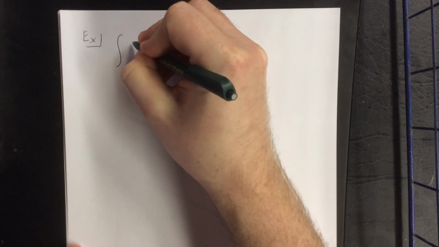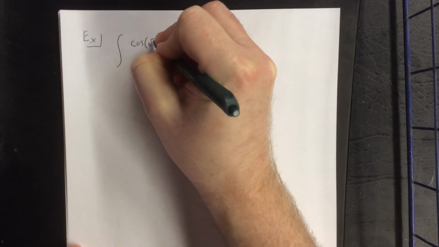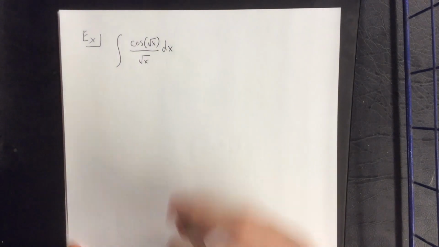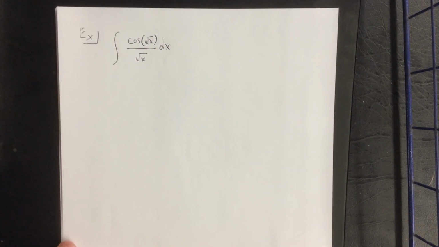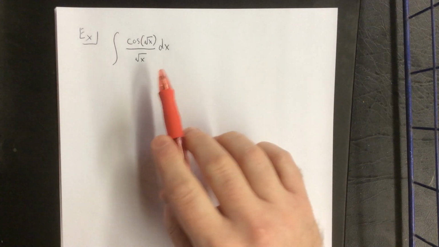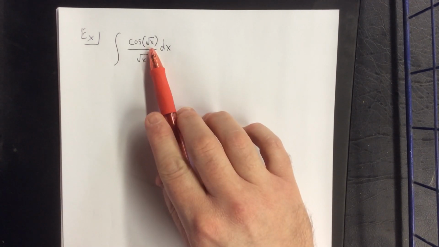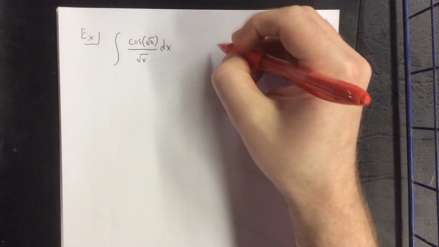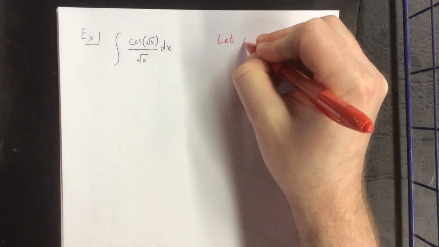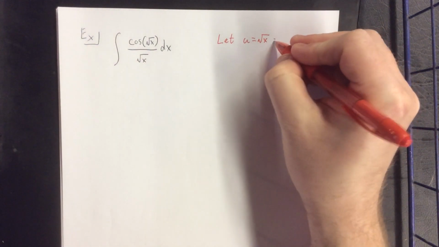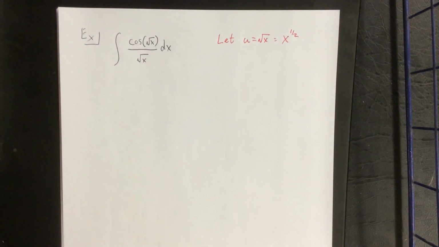The one more that I'd like to try this time is going to be the indefinite integral of the cosine of the square root of x divided by the square root of x dx. In this case, there are a couple different layers where we can see that there are things going on with compositions. I would say the biggest composition that I see is the cosine of the square root of x. So what I'm going to propose is let u be equal to the square root of x, or in anticipation of the power rule, we'll call that x to the 1/2 power.